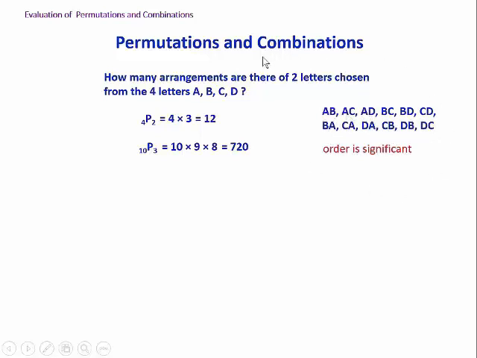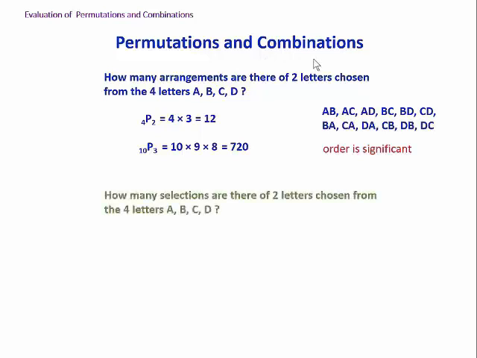When we come to combinations, the order is not significant. That's the difference between the two. So if we're asked how many selections are there of two letters chosen from the four letters A, B, C, D, the order is not significant because we're just asked for a selection. And we write this as 4c2, the number of ways of selecting two things out of four things.